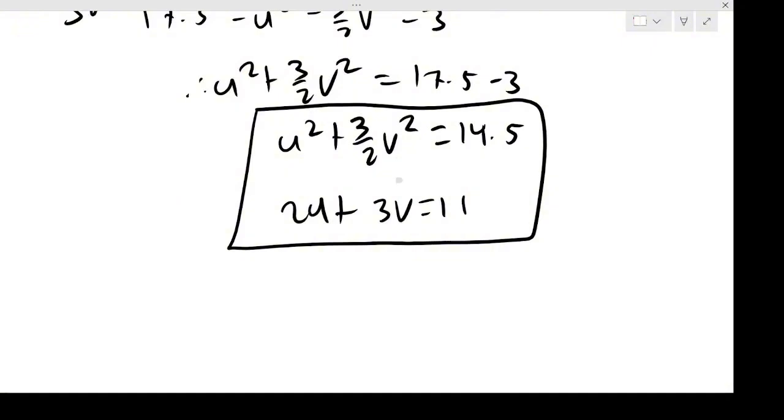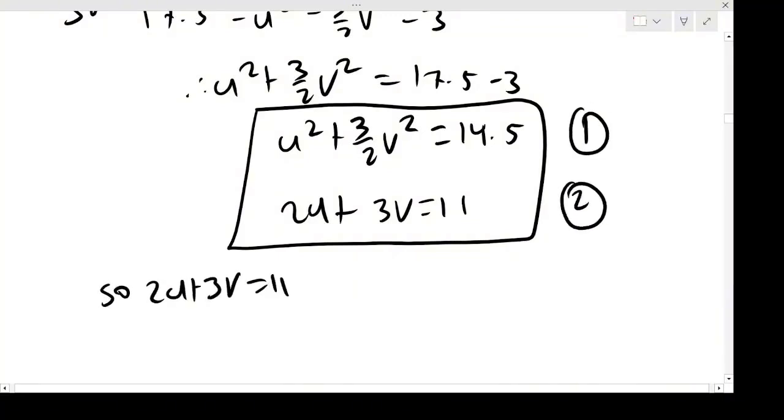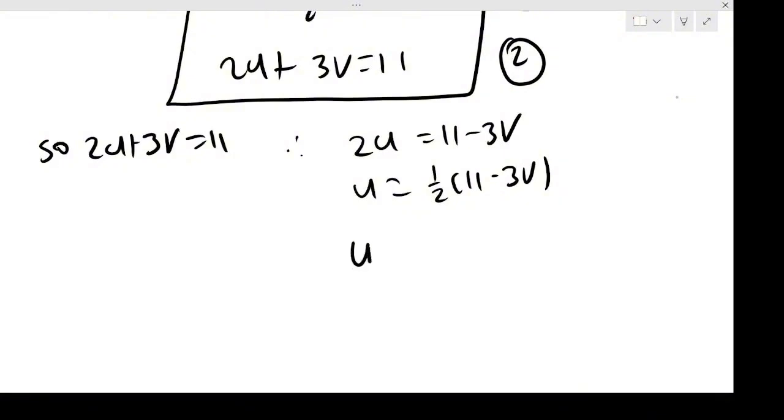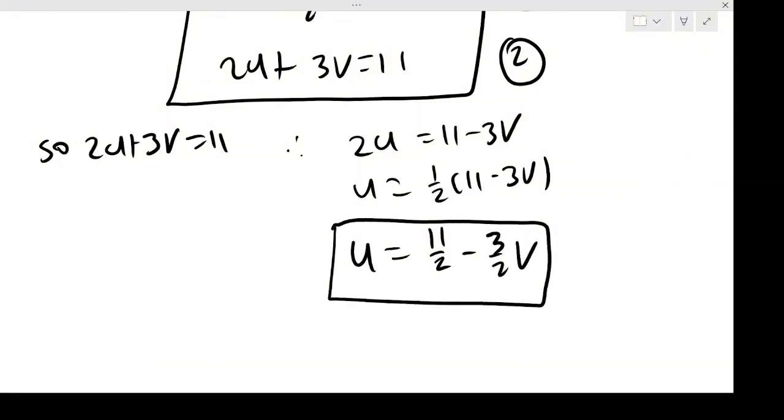Okay. So what we can do is rearrange the second equation. So 2u plus 3v is equal to 11. So this is equation 1 and 2. Therefore, we could say 2u is 11 minus 3v. So u is going to be a half of 11 minus 3v. And so multiplying that out gets me 11 over 2 minus 3 over 2v. Okay, and so there we are. So all I've done there was rearrange this equation for u. Okay, so hopefully happy with that.